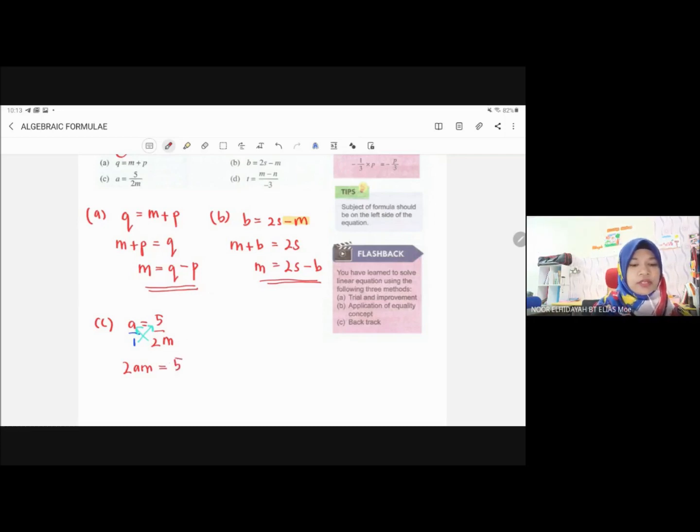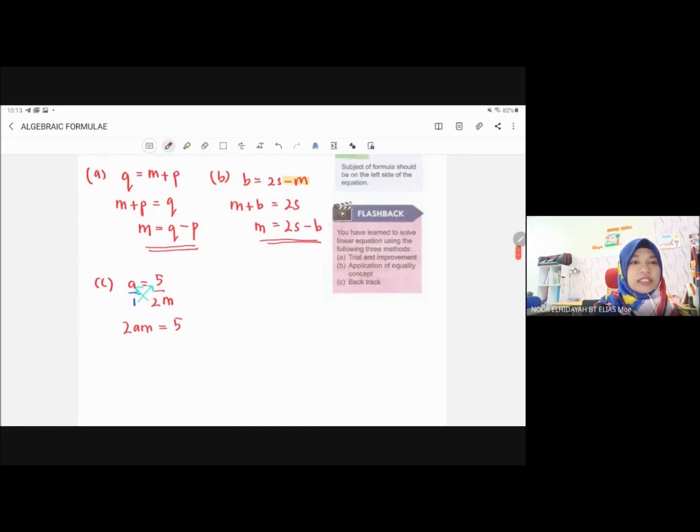Okay, now kita tinggalkan on the left hand side cuma ada M sahaja. So macam mana? Okay, M equals to 5 over, because on the left hand side 2A is multiplied by M. Bila bawa ke right hand side dia akan jadi divide. Okay, yang ni dah belajar. Okay, konsep ini dah belajar dalam rational number. So the answer is M equals to 5 over 2A. Alright, next example D.